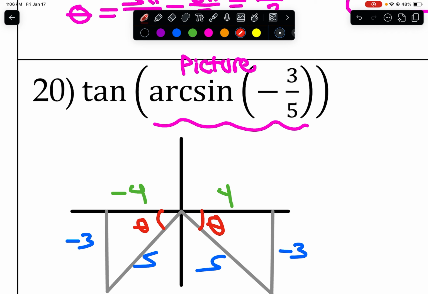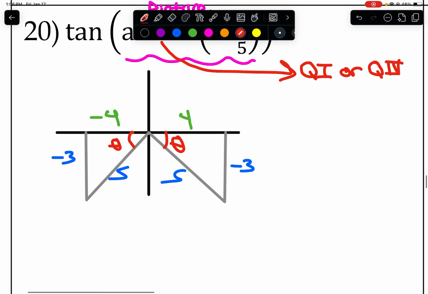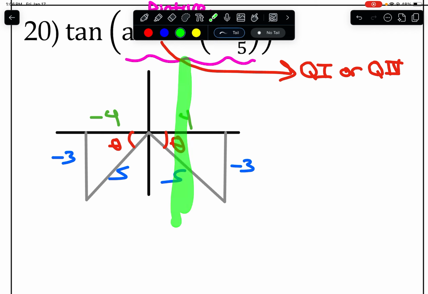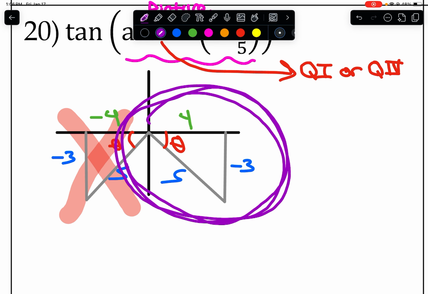So inverse sine, well, that can only be in quadrant 1 or quadrant 4. Because we can only be in 1 or 4, which is going to be the right side of the graph, that means we actually eliminate and cross out quadrant 3. So I eliminate this side of the graph. So we can't be that side. So then I just have this triangle here, and now we're going to evaluate tangent of that graph.